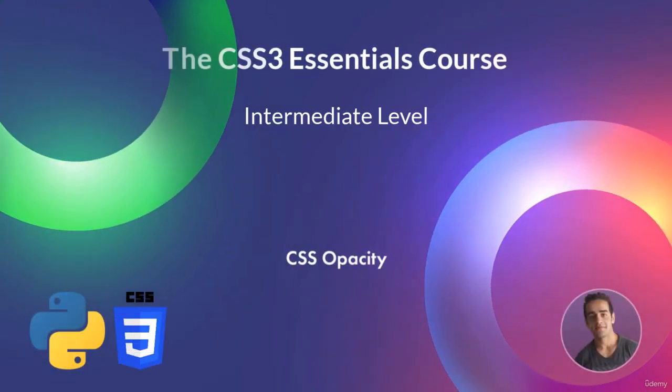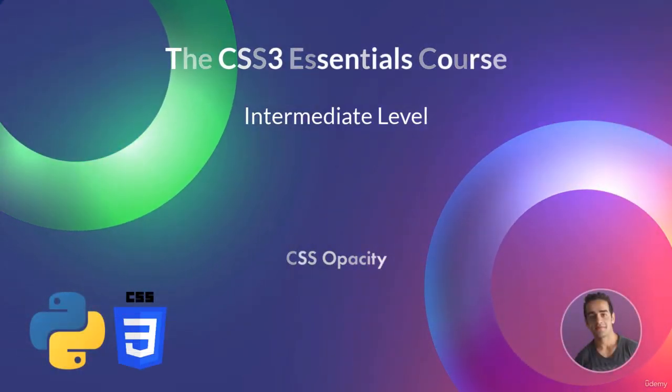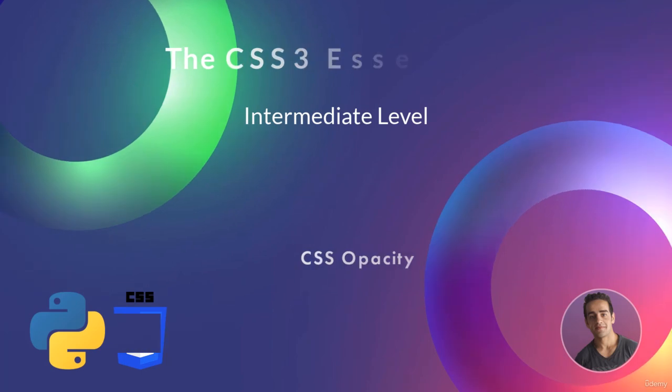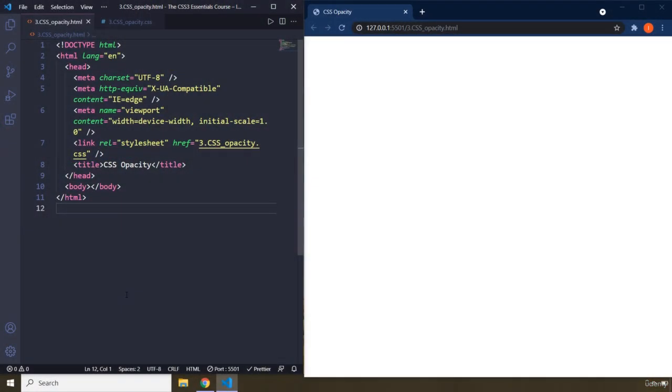Hi everyone, in this lecture we're going to talk about CSS opacity. CSS opacity, or just opacity, you're going to hear it both ways, is the property that is going to define the degree of transparency of any element. So it is basically responsible for making some element transparent.